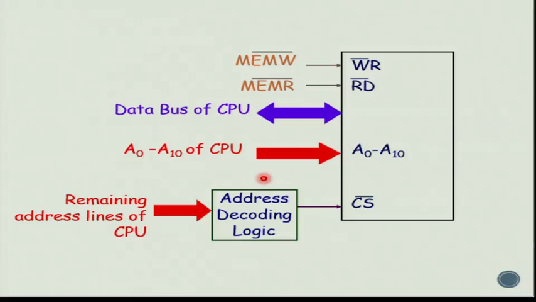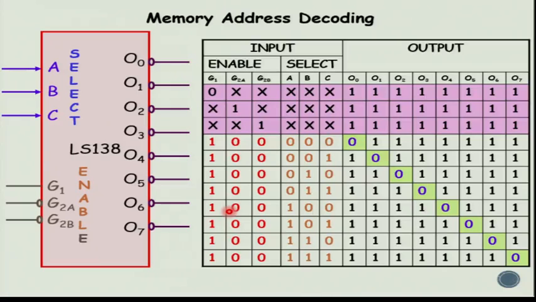What do I do with the rest of the address lines? I use them for selecting the RAM chips. So I have to select one of the 4 RAM chips. How do we select the RAM chips? For that we are going to make use of a 3:8 decoder, which is the LS138. To that you have to provide the select signals and enable signals. The outputs are going to be connected to the chip select of the RAM chips.